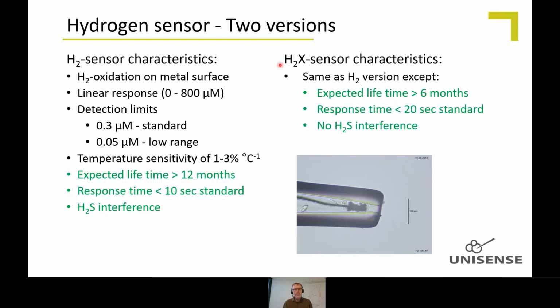The H2X sensor is the same as the H2 sensor, except that there's no H2S interference. It has a longer response time and a slightly shorter expected lifetime.